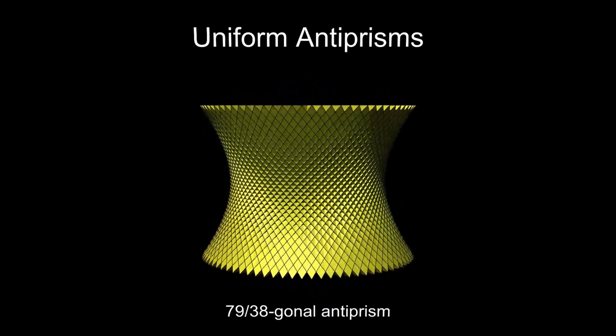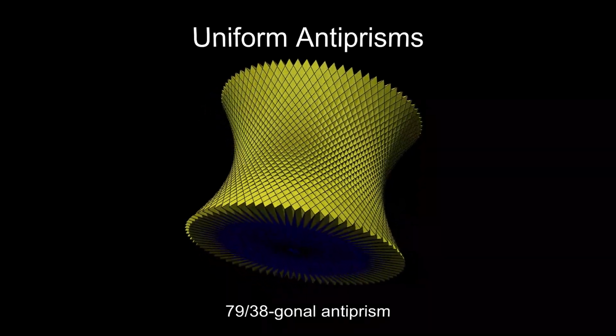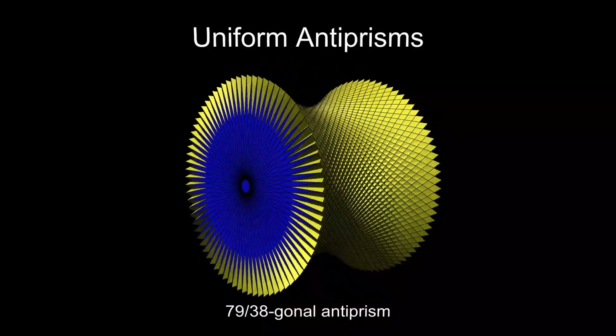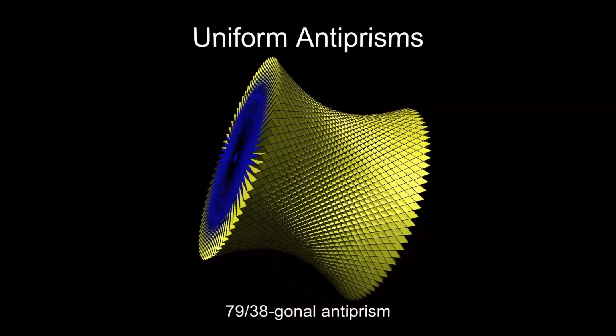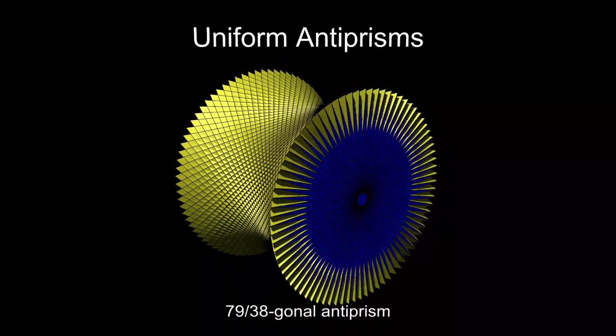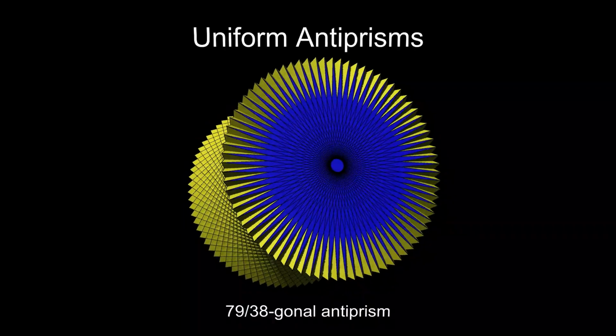This exquisite figure is a 79/38 gonal antiprism. It has 160 faces, but the huge number of intersections between faces divide the outer surface into 11,398 facets.